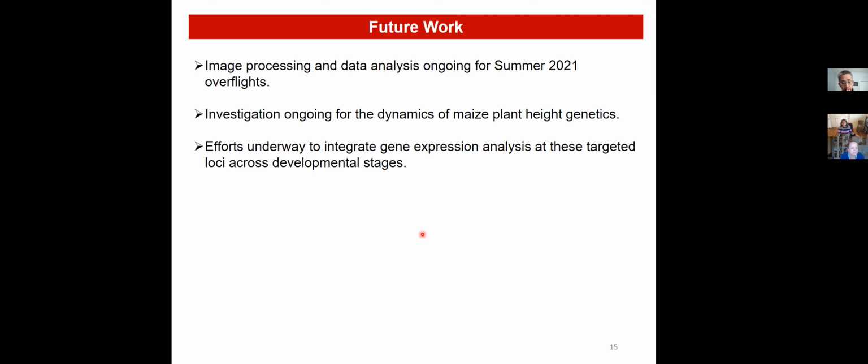So we are working on 2 crops at the same time. And to make it more enticing, we are also now designing some experiments where we can combine a gene expression analysis to be able to profile the expression of the genes that are within these QTL regions throughout developmental stages, also to see what is actually happening at the expression level.